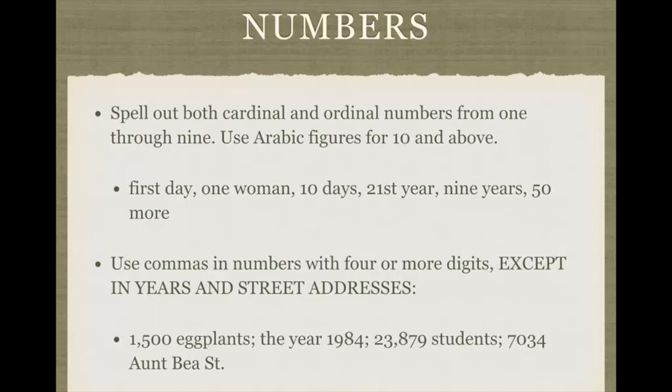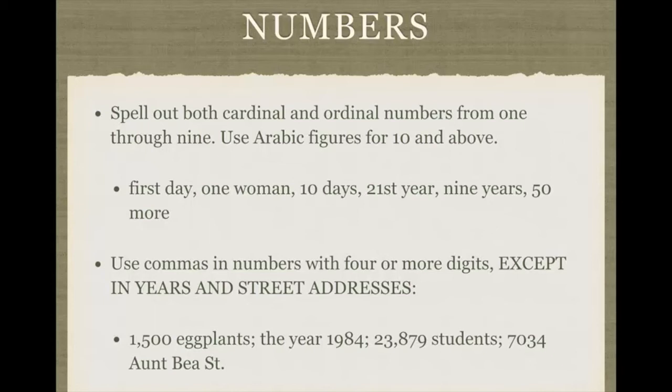For numbers, this one trips up a lot of people. So this is a good one to just go ahead and try to memorize because you're going to be using this a lot. For numbers, we spell out both cardinal and ordinal numbers from 1 through 9. So we use one, two, three, and so on, 1 through 9. Then we use the numeric figure for 10 and above. So 1 through 9, we go ahead and spell it out.